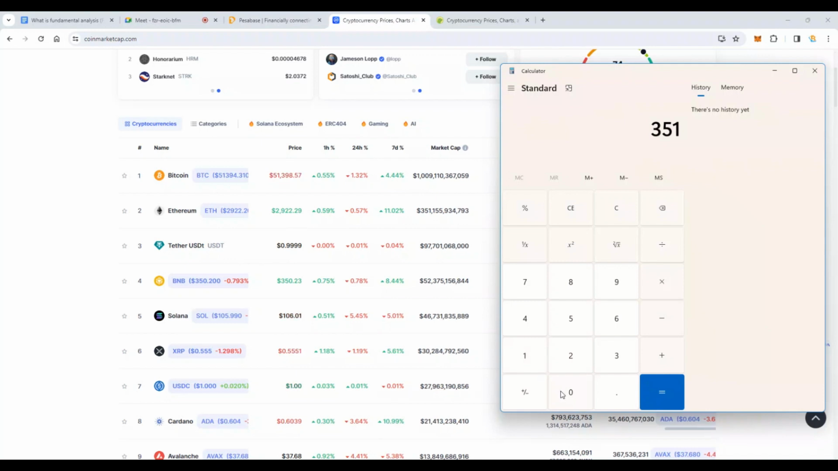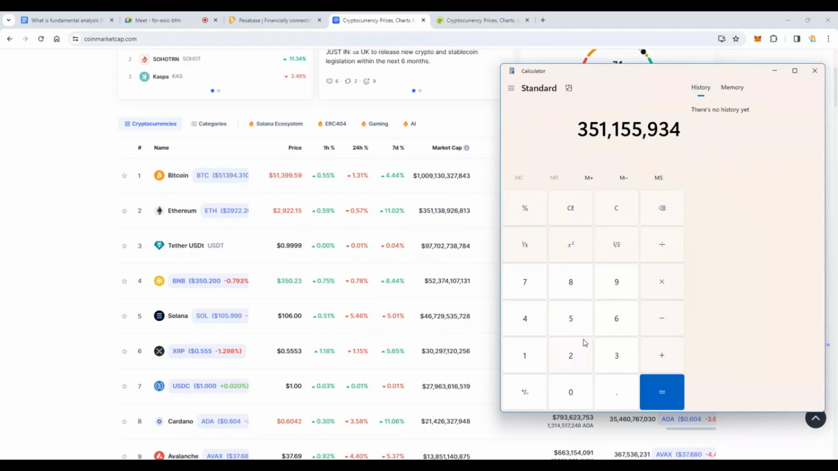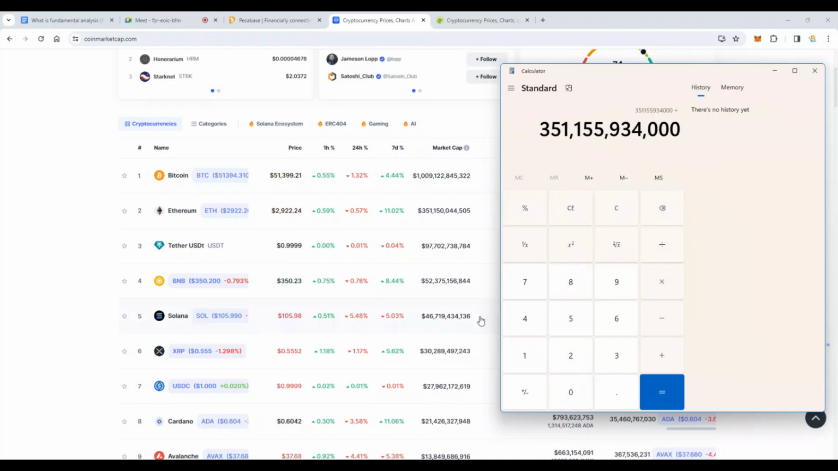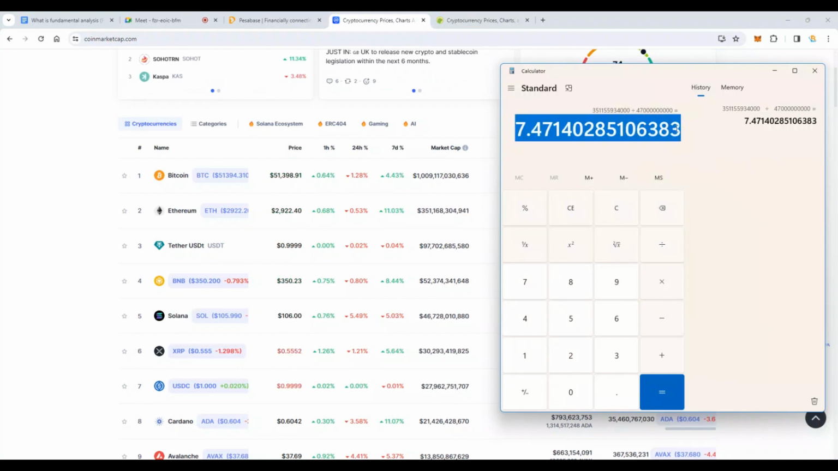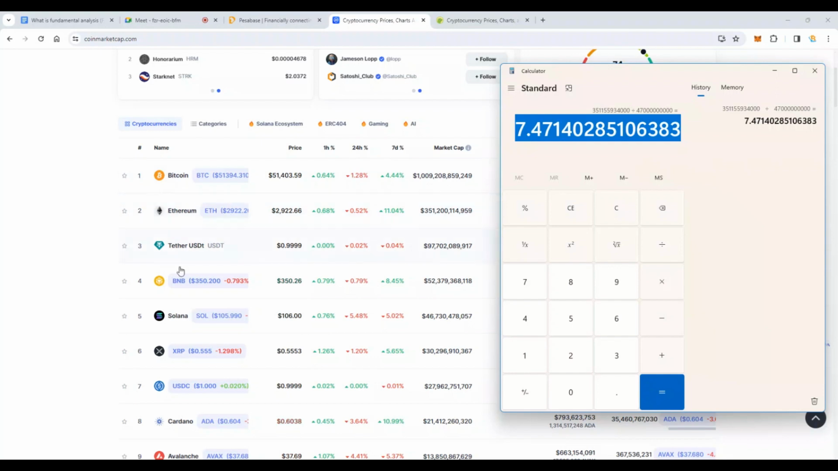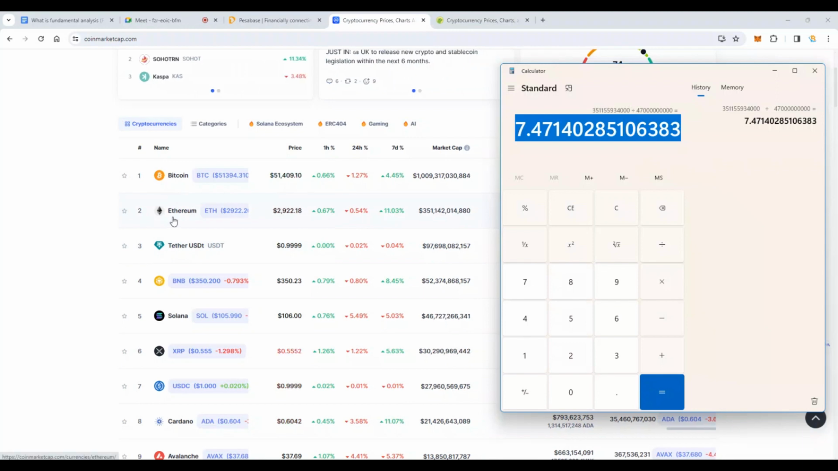So if you divide 351 billion by, let's even call it, 47 billion, if Solana was to do what Ethereum has done, we are talking about 7x from where it is. Solana is trying to solve problems that Ethereum has been facing. Number one, transaction fees. Number two, the speed. And if Solana can get to where Ethereum is, we are looking at the value of Solana skyrocketing 7 times from its current price to get to the market cap of Ethereum.